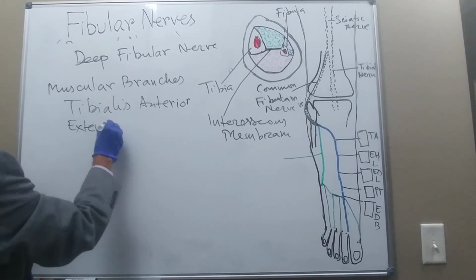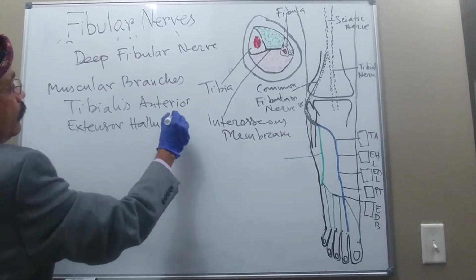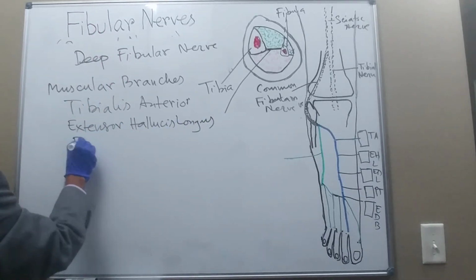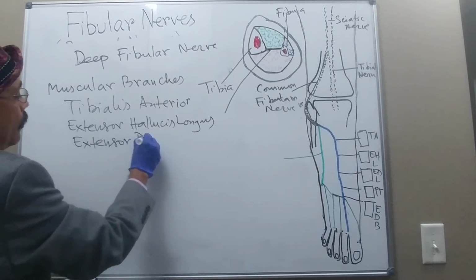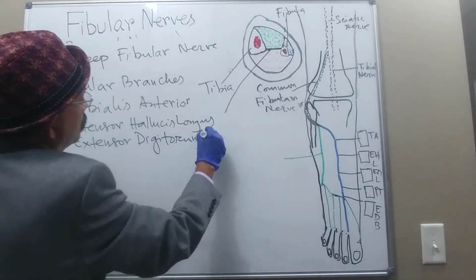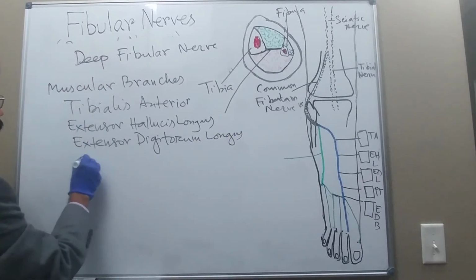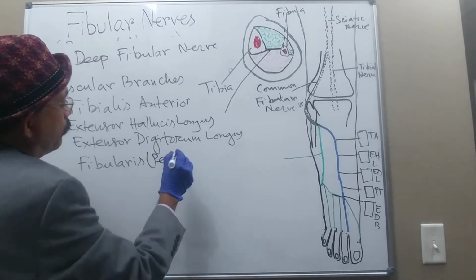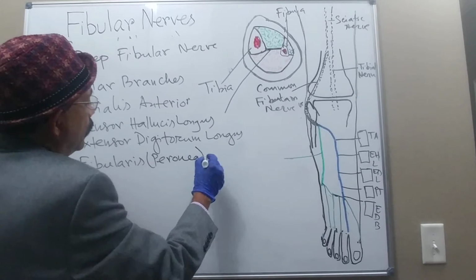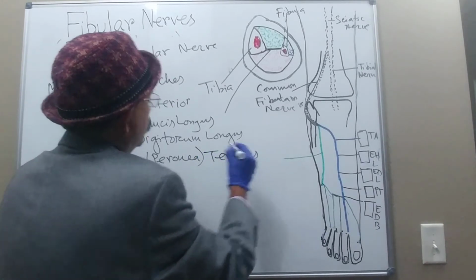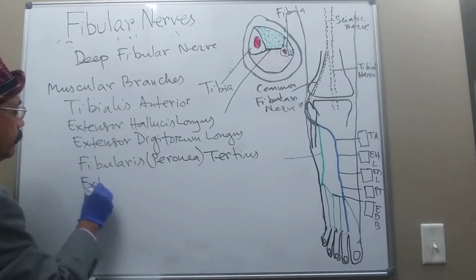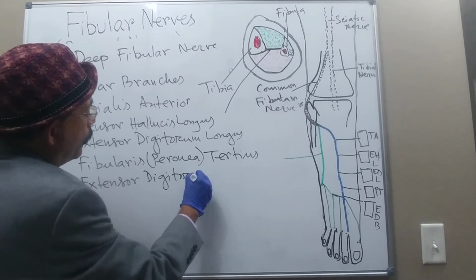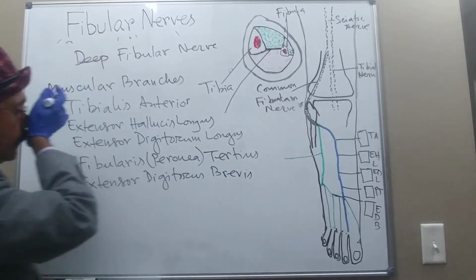So we may write it here: tibialis anterior, extensor hallucis longus, that is going to the great toe, extensor digitorum longus, then the fibularis tertius or peroneus tertius muscle, and extensor digitorum brevis muscle. Okay, you got the muscular branches.